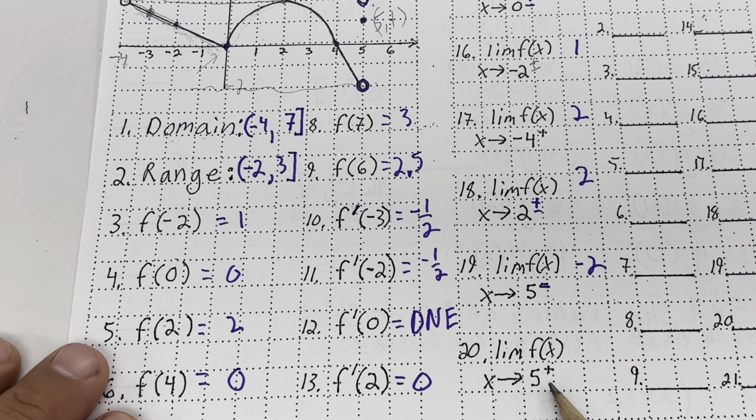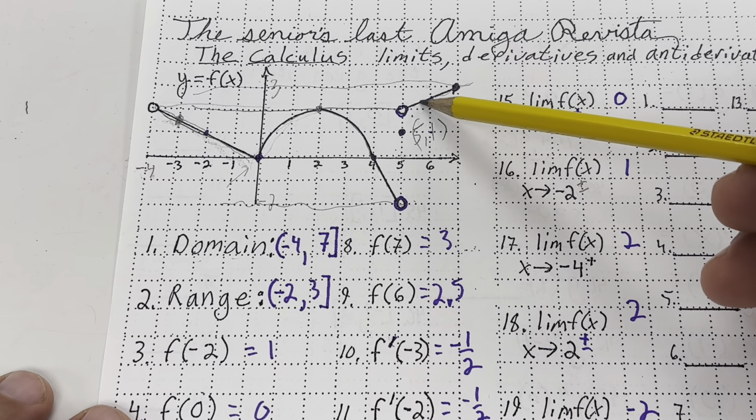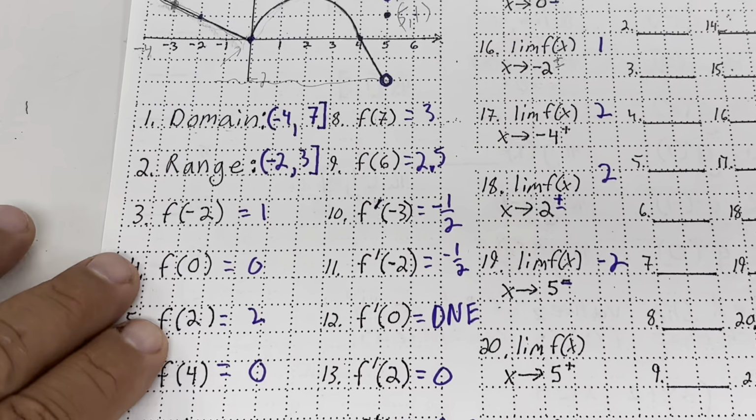As x approaches 5 from the right. So there's 5. Now I'm going to approach it from the right. That gets closer and closer to the y value of +2.